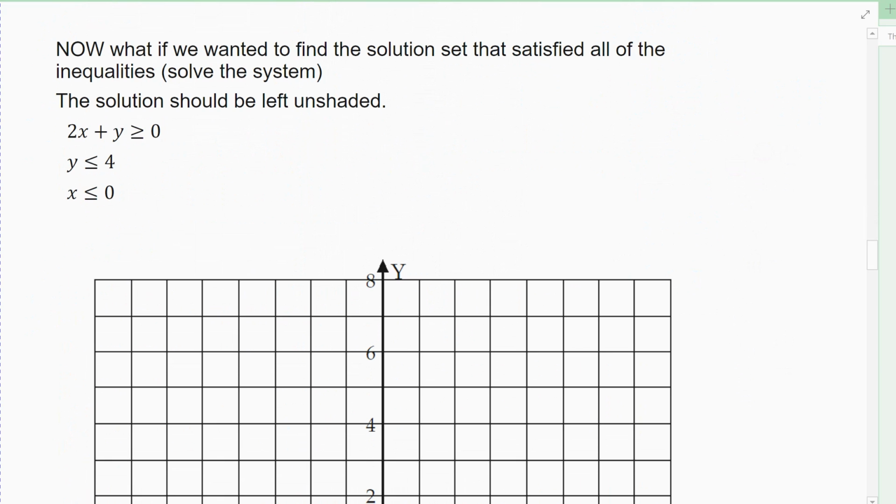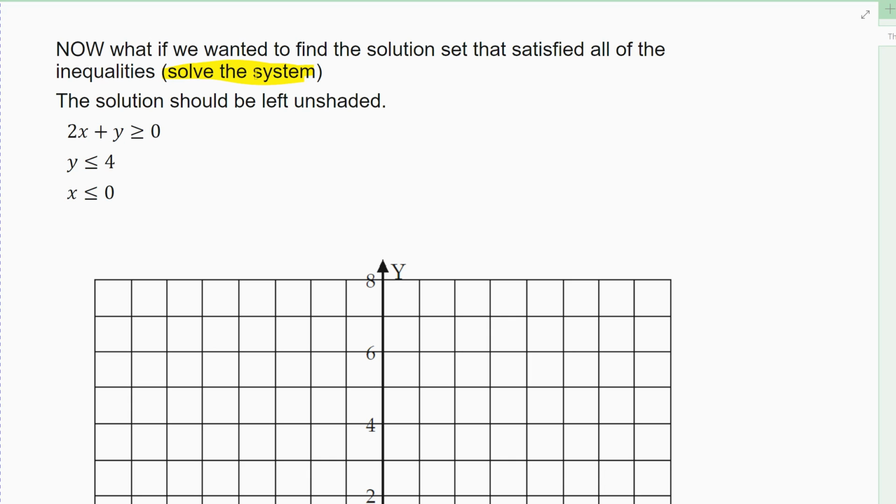Alright, the next one, the last one we're going to do in this particular video, is basically getting to the system. If you'll notice, these are the three that I graphed individually in all the previous ones we did on this video. I started with the very first one, 2x plus y is greater than 0, and then these were the last two. What I'm going to do is make this a system, meaning I've got all three of those inequalities, and I want to find whether there are any x and y values that are in this system.